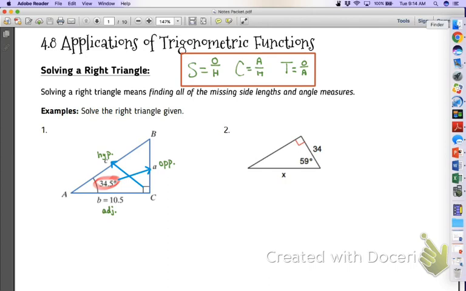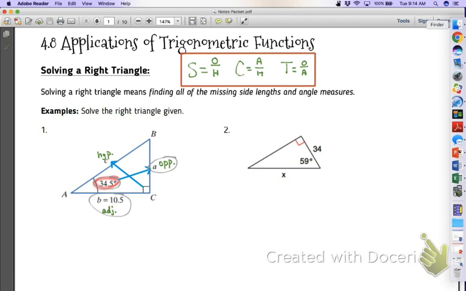It does not matter to me which one you solve first. If you want to solve for the hypotenuse first, go for it. If you want to solve the opposite side first, go for it. You're going to have to solve all of them some way, somehow. So whenever I set this up, I'm just going to go with the opposite side first, using 34.5 and 10.5.